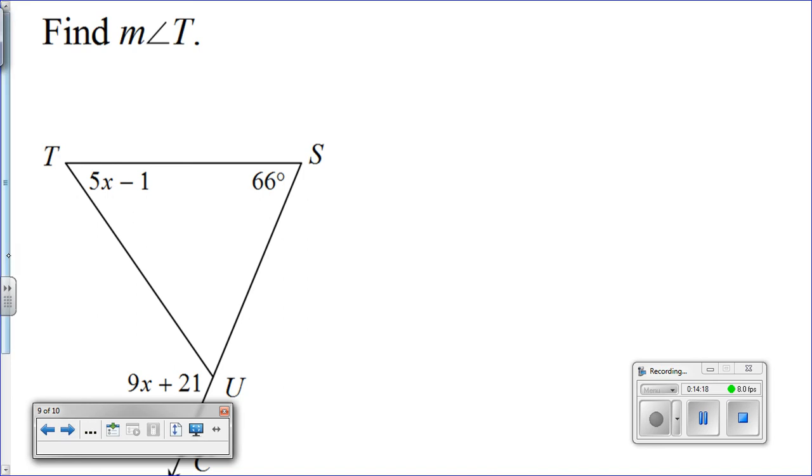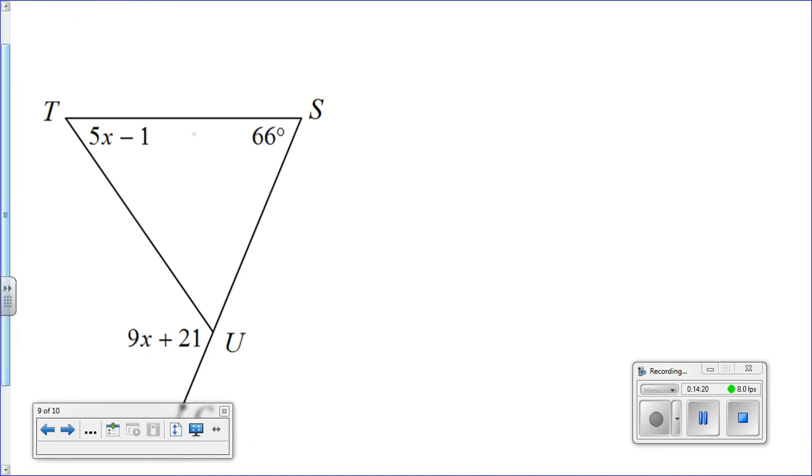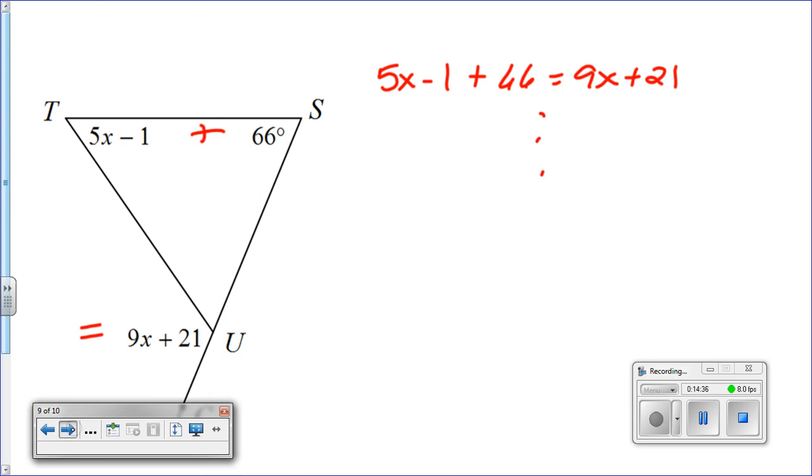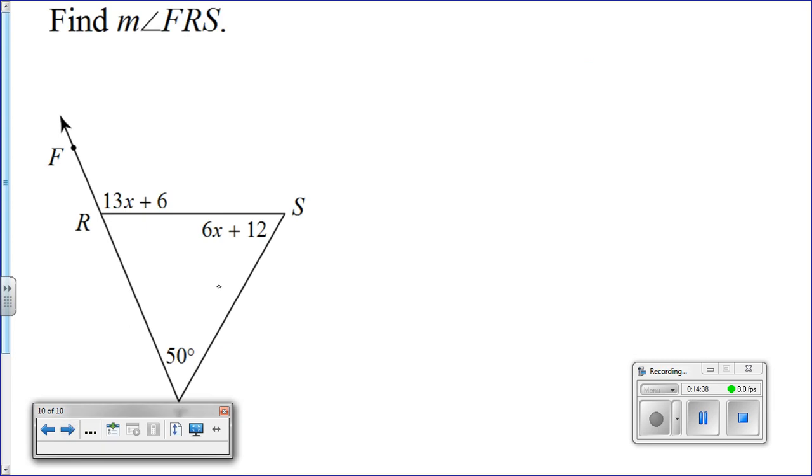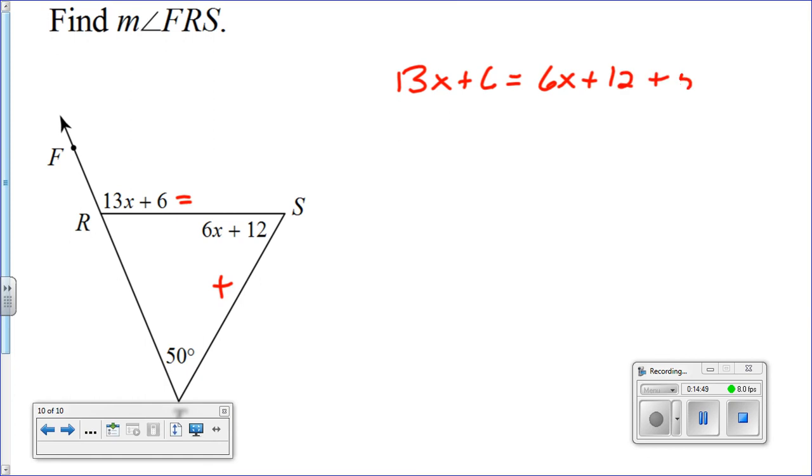You'll see ones that look like this one. Same thing. The two inside angles equal the one on the outside angle. So that's 5x minus 1 plus 66 is equal to 9x plus 21. And then you just solve it. Again, the two angles on the inside equal the one on the outside. So that's 13x plus 6 equals 6x plus 12 plus 50.